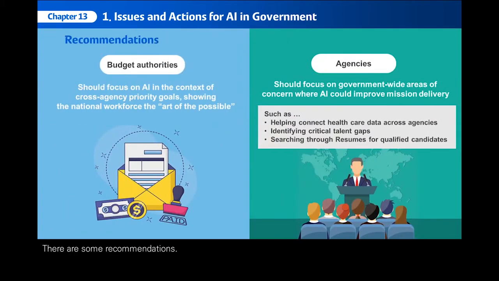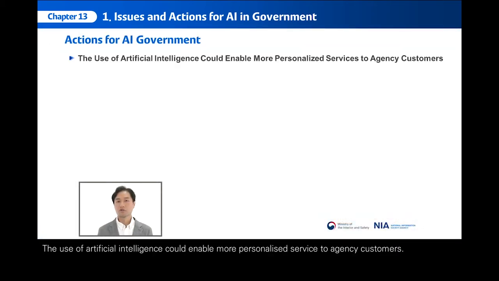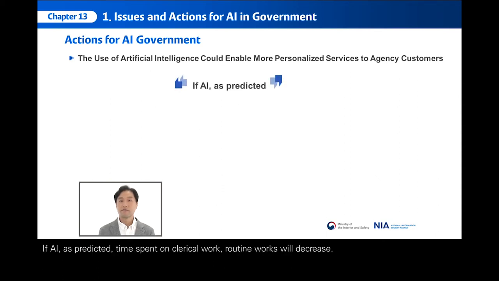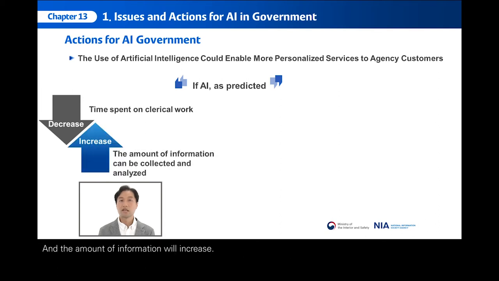There are some recommendations for budget authorities. Who has budget authority? AI needs more budget, so budget decision is very important. The use of artificial intelligence could enable more personalized service to agency customers. If AI, as predicted, reduces the time spent on clerical and routine work, the amount of information that can be collected and analyzed will increase. So AI will change the mode of work and mode of operation in the government.